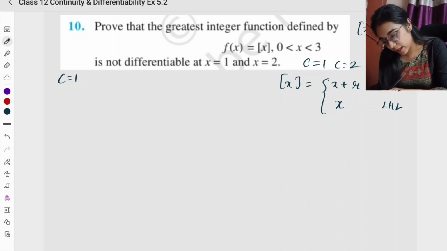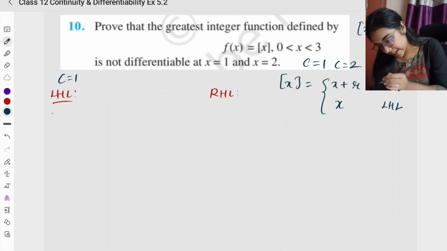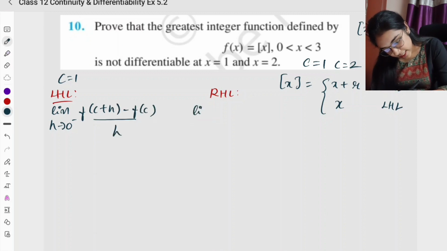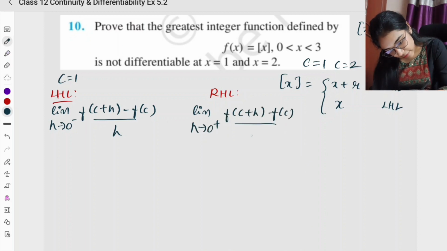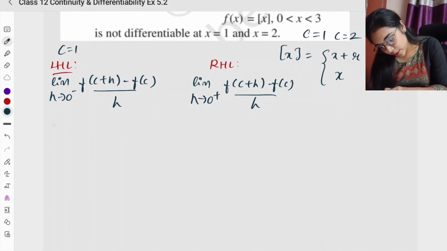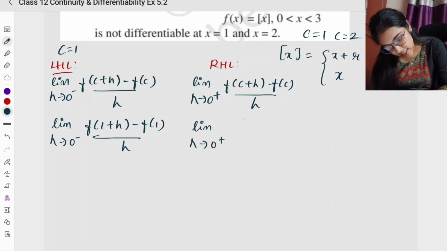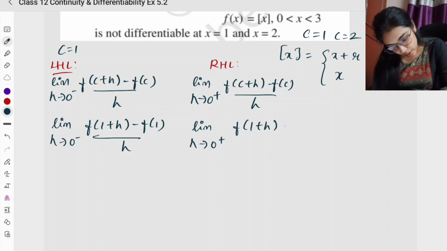So now shall we do c equal to 1? So again similarly left hand limit, right hand limit. I'll do it simultaneously. So what do I have? Limit h tends to 0 minus of f of c plus h minus f of c divided by h. And limit h tends to 0 plus of f of c plus h minus f of c divided by h. What is the value of c here? I'm going to substitute 1. So limit h tends to 0 minus of f of 1 plus h minus f of 1 divided by h. Limit h tends to 0 plus of f of 1 plus h minus f of 1 divided by h.